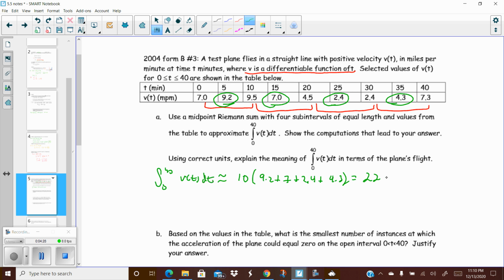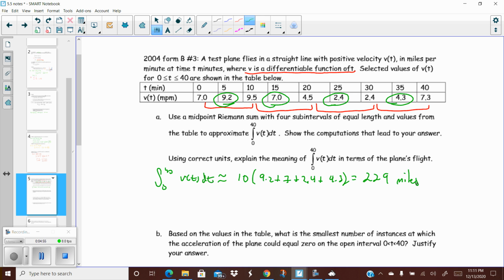Oops, 229. It does say to use correct units. Okay, so we just accumulated the total amount of miles, because what we did when we integrated velocity was we went back to a position function. So we're now just talking about a specific number of miles. So that is in miles. That would most likely get us a point just by writing that unit.